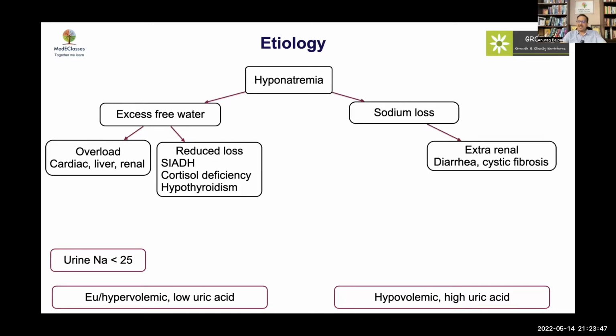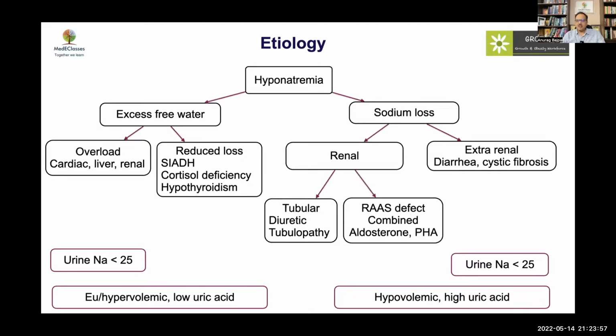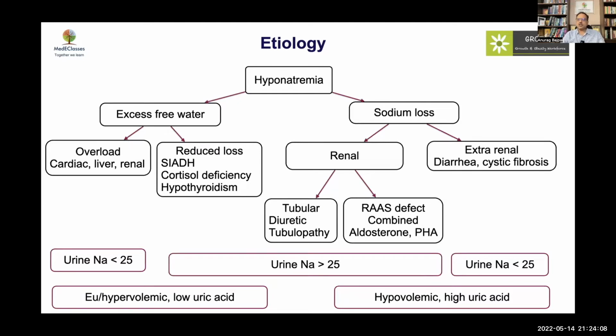Sodium loss could be extrarenal, due to diarrhea or cystic fibrosis, where urinary sodium will be low, or renal, in which it could be tubular abnormalities like diuretic use and tubulopathy, or an RAS defect, in which you have a combined defect. Tubulopathy and diuretic use will have hypokalemia. RAS defect will have hyperkalemia, high potassium in that regard. And your urinary sodium will be high both in SIADH and renal loss.